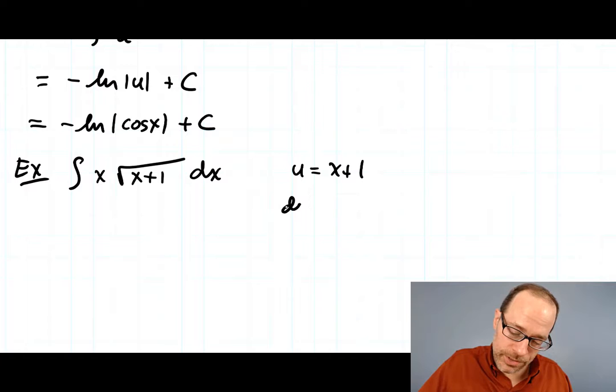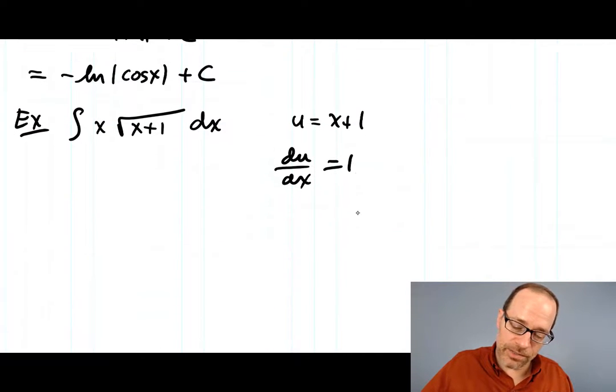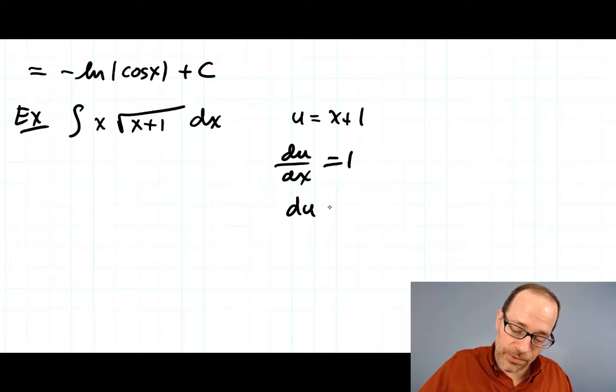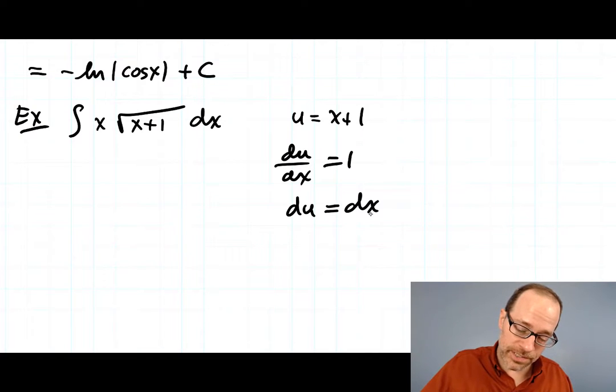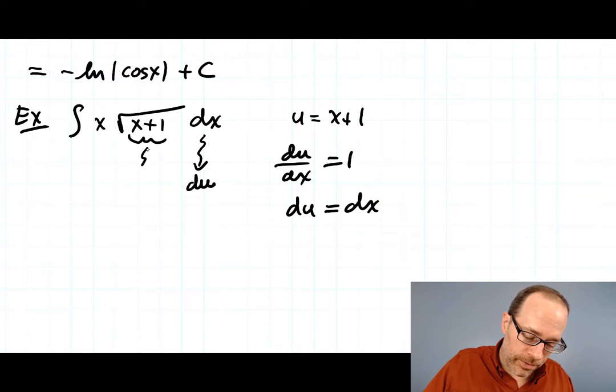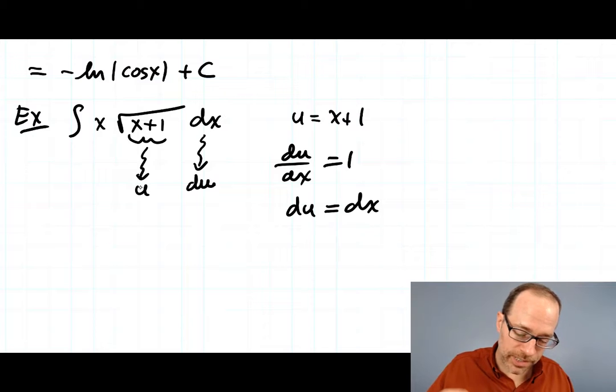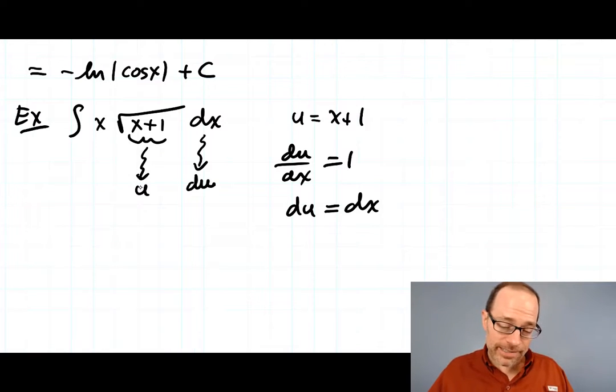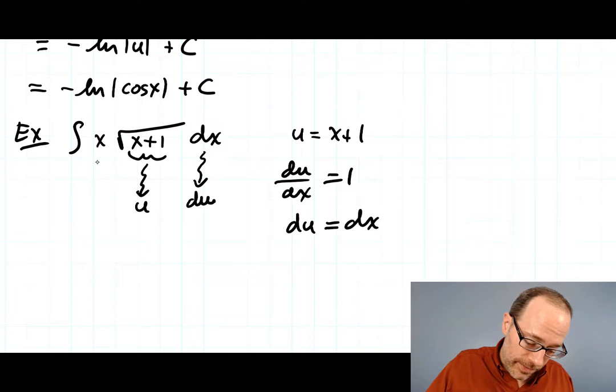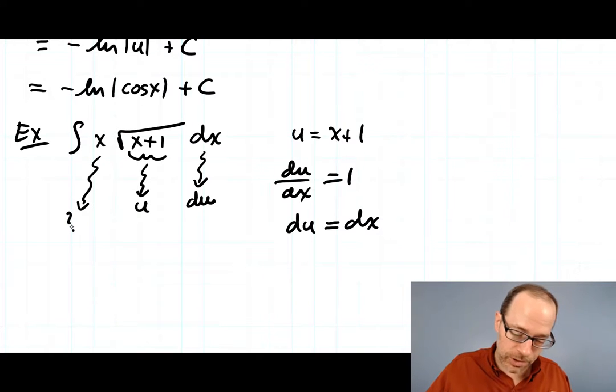Often with substitution, we just have to try it. So du dx is 1. So in this case, du is dx, so that'll be simple. So the dx will just change to a du. This x plus 1, hooray, will just change to a u. That's nice and simple. But the x, what am I going to do with that? Okay, initially I'm not sure what to do.